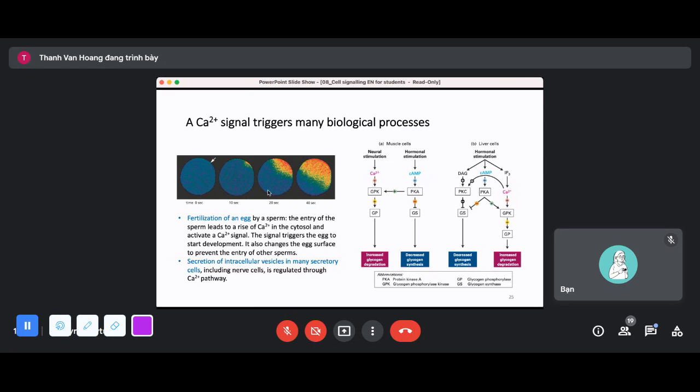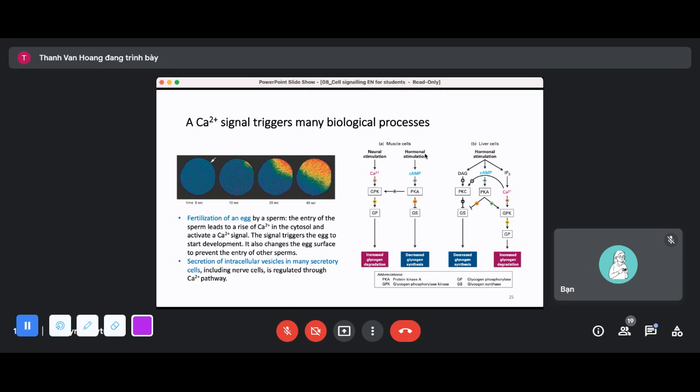signals into the cells, and here we have to know that these signal conductions can be integrated to give the cells a unique cell response. For example, in this case, muscle cells, neurostimulation induces an increase of calcium ions intracellularly, and it is going to activate glycogen degradation. So glycogen could be broken down into glucose to give the cells energy.